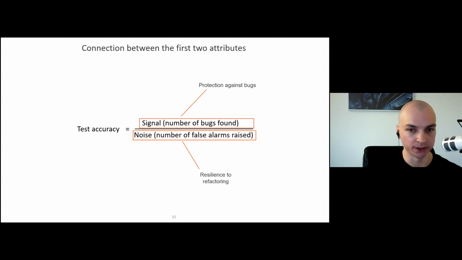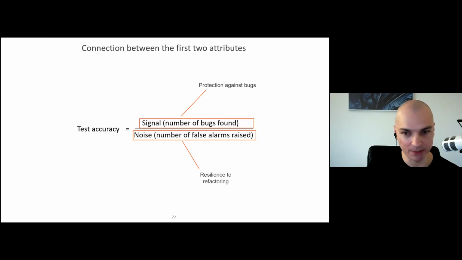Basically, the first component tells you how good your test is at finding bugs. And the second component tells you how good your test is at not raising false alarms. And both of these metrics are critically important. Even if your test doesn't raise any false alarms, doesn't produce any noise, if it cannot find any bugs, if it doesn't generate signal, then this test is worthless.